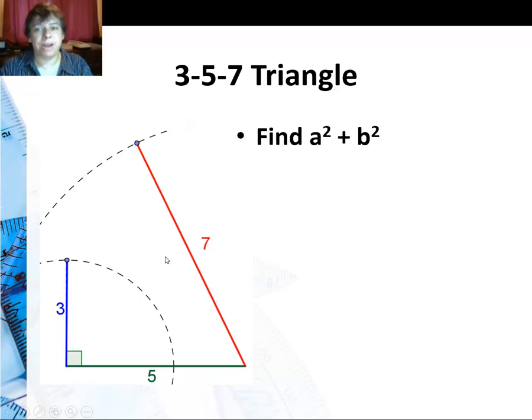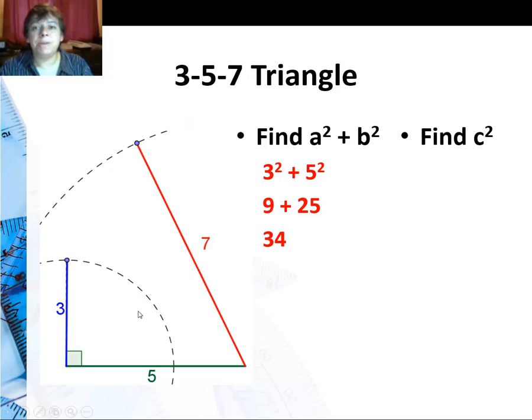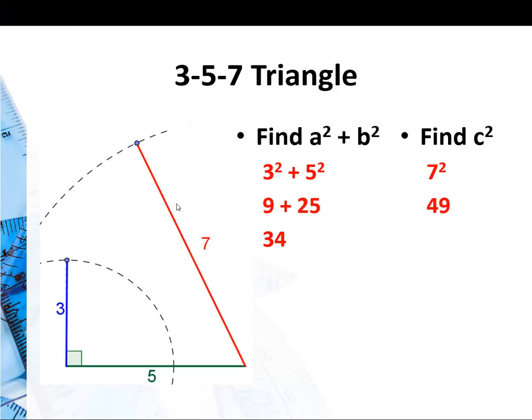First of all, we're going to find a squared plus b squared, which in this case will be 3 squared plus 5 squared because I put in the two smallest legs. Then I square and add those. 9 plus 25 is 34. Next, I'm going to find c squared. The longest leg is 7, so it's 7 squared, or 49.